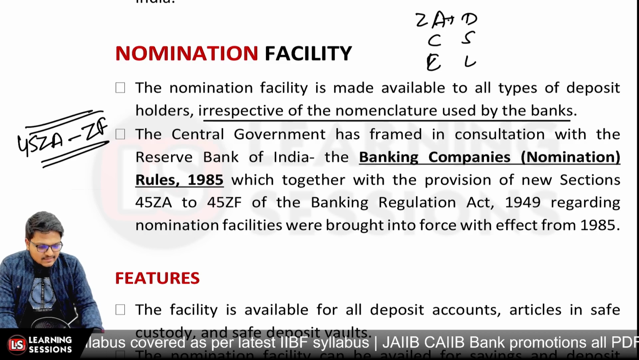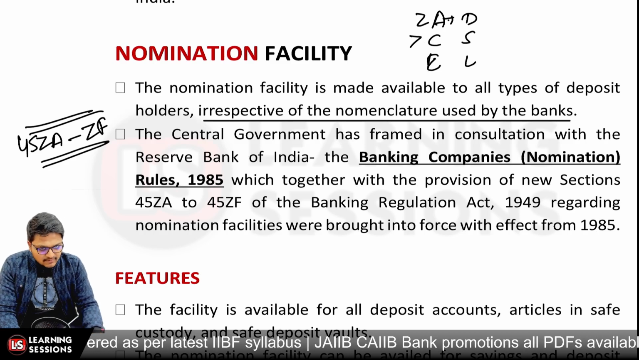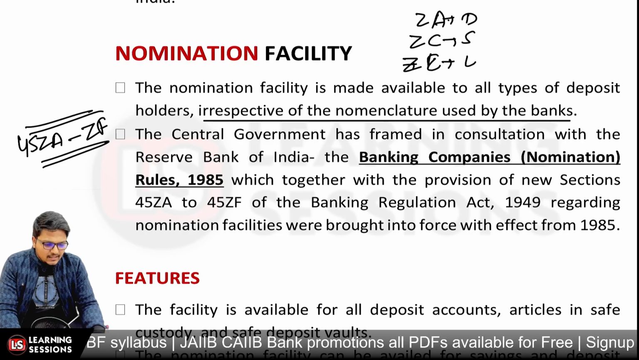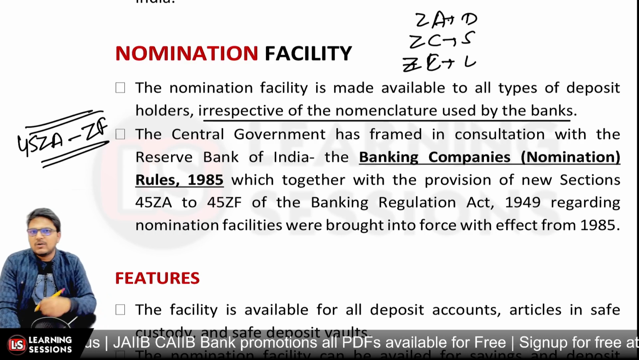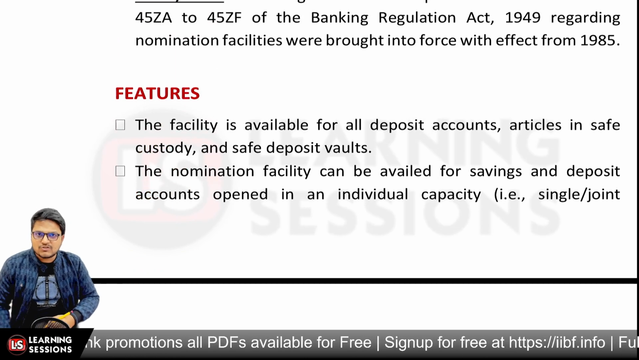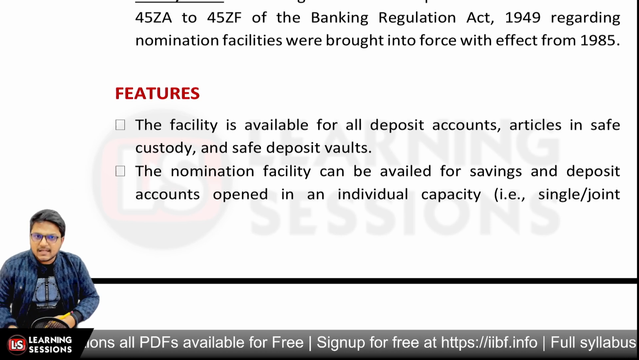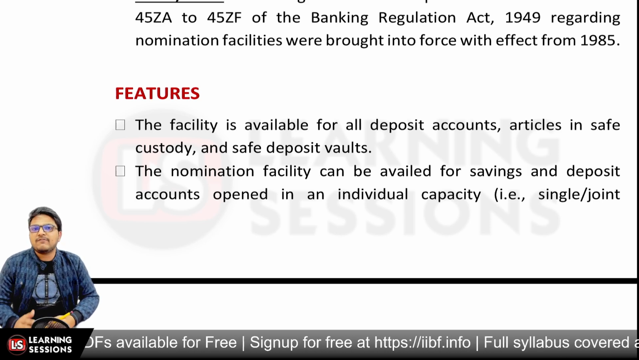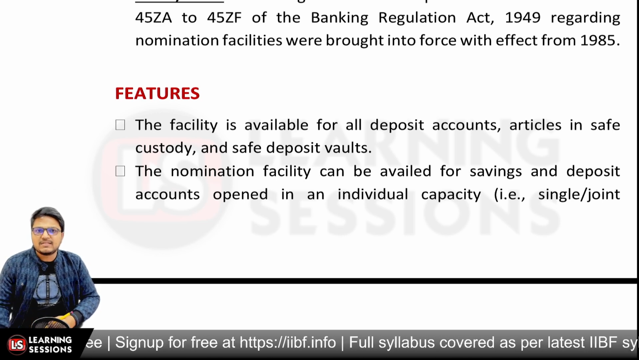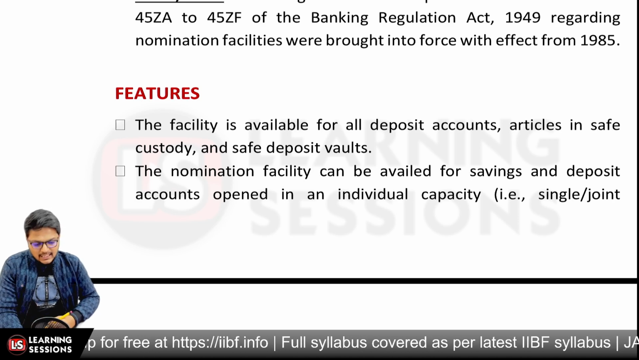So 45ZA is for deposit accounts, 45ZC is for the safe custody of articles, and 45ZE is for the locker accounts, right? Now let's understand the features. This facility of nomination is available for deposit accounts and articles in safe custody and safe deposit vaults, and the nomination facility can be availed in savings and deposit accounts in the individual capacity.